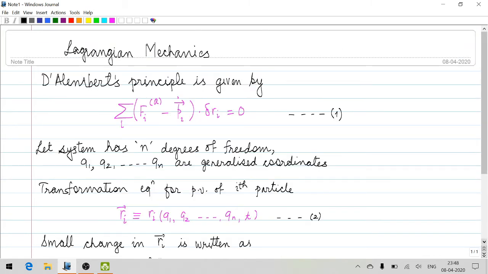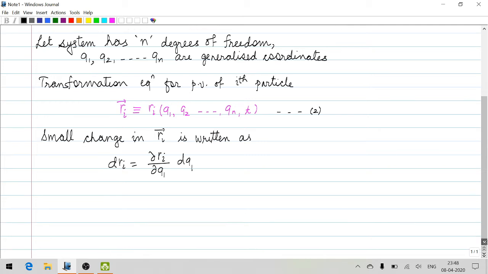So again I repeat here, though dRi is the net change in the position of Ri, but since Ri is a function of n variables, every variable will bring out change in Ri. So let us change q1 by dq1. So net change brought by q1 will be dou Ri by dou q1, which is the rate of change of Ri with respect to q1, into the small change that we are carrying out, dq1. Similarly, I will write for the rest of the variables.